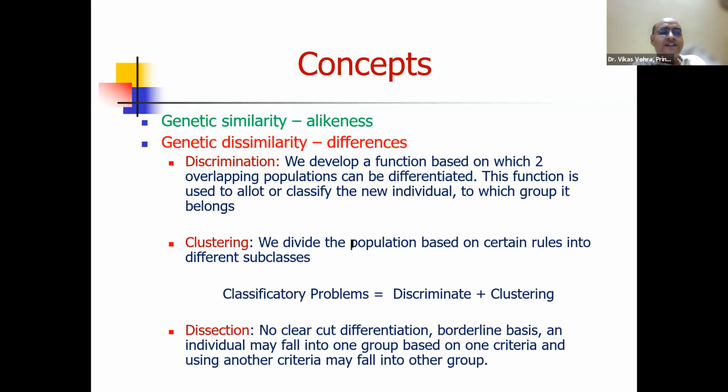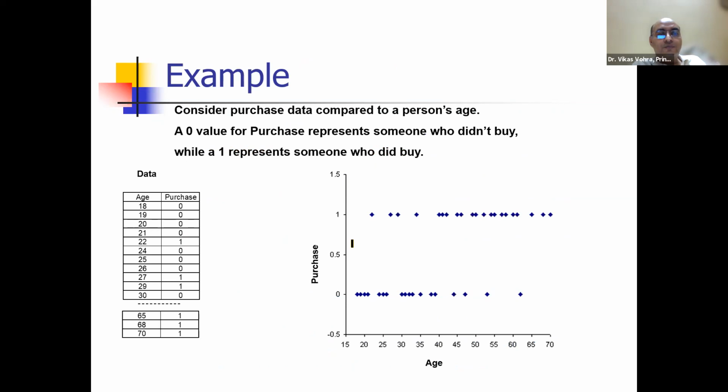So these are called classificatory problems. Both discrimination and clustering are classificatory problems. That means a new value comes and you have to decide whether it will go to this group or that group. So you classify. And in dissection, there are no clear-cut cases, and a lot of borderline cases exist. That means they can fall into either of the groups, group 1 or group 2.